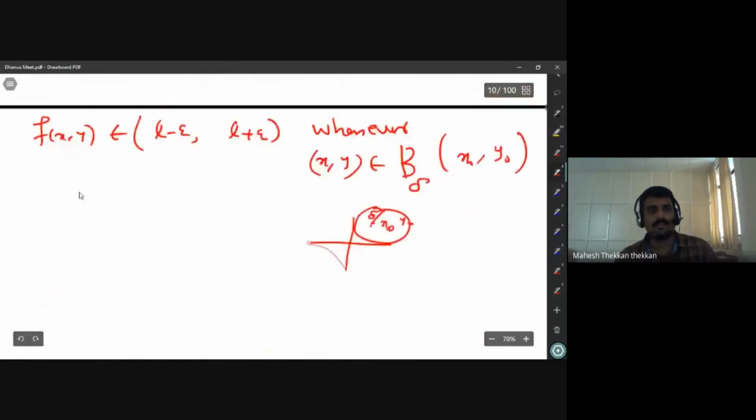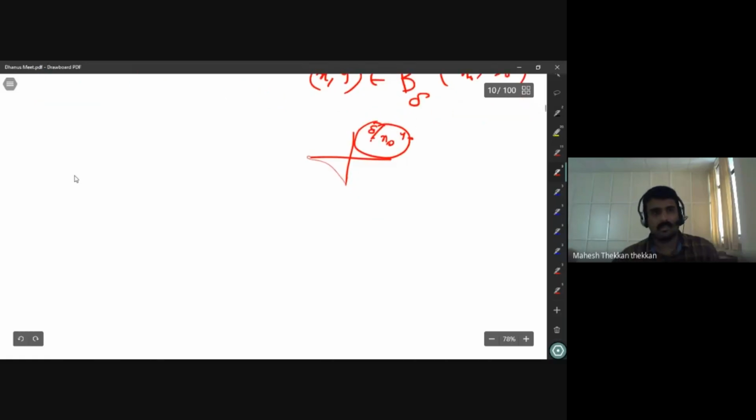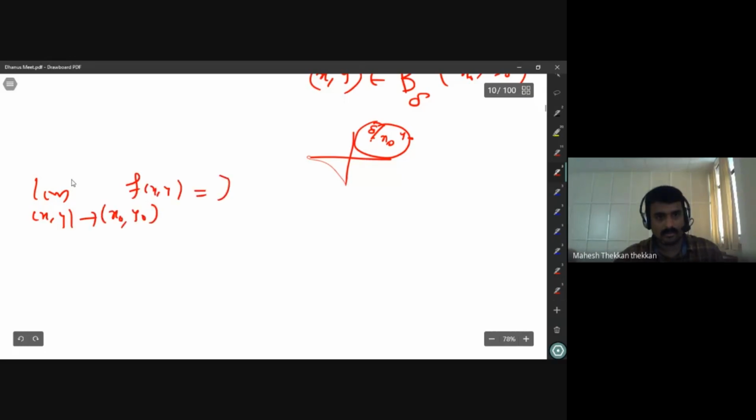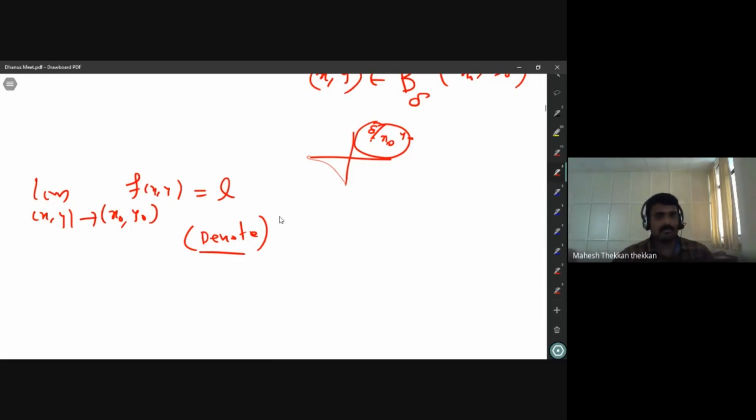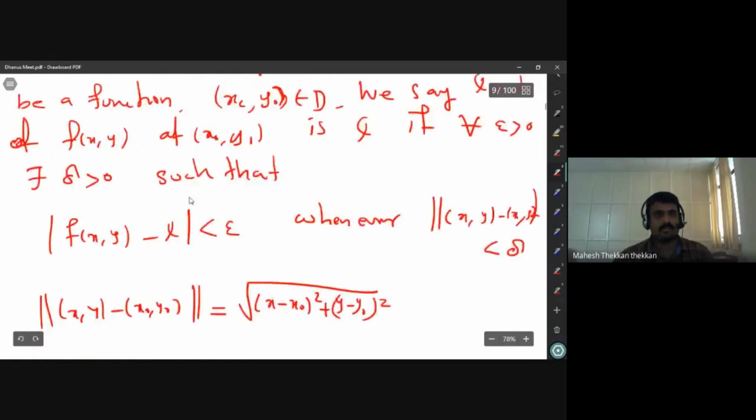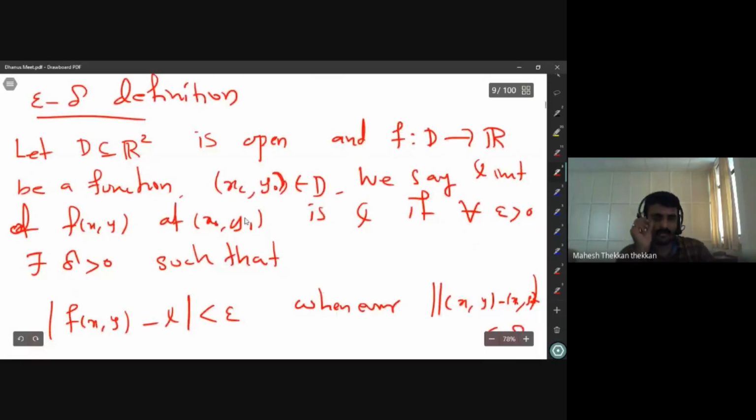Then we say L is the limit of f(x,y) at (x naught, y naught), and we denote this as the limit of f(x,y) as (x,y) tends to (x naught, y naught) is equal to L. Okay, this is the notation. So this is the more precise way of defining the limit at (x naught, y naught) of a function f from D to R, where D is an open subset of R2.